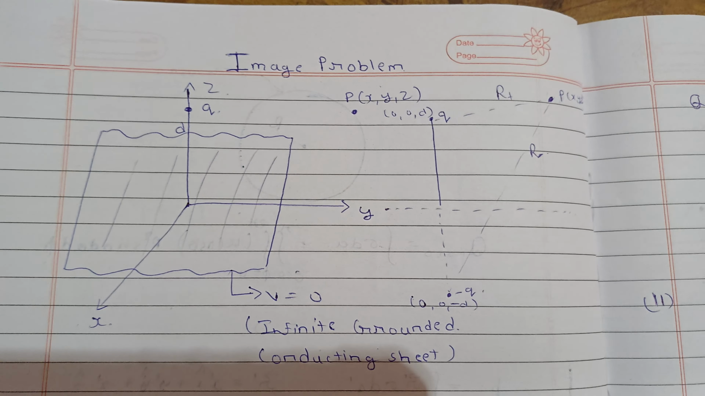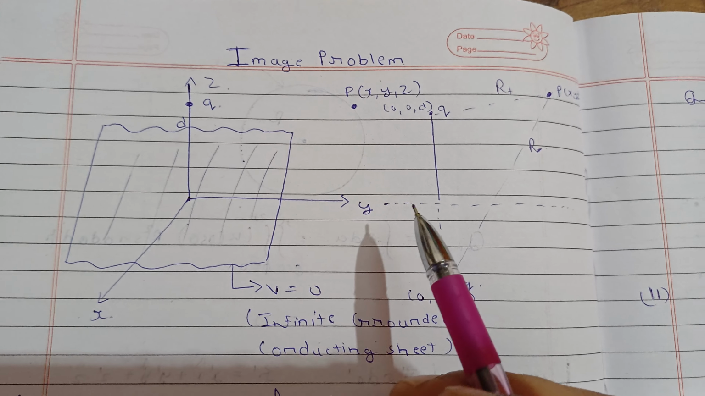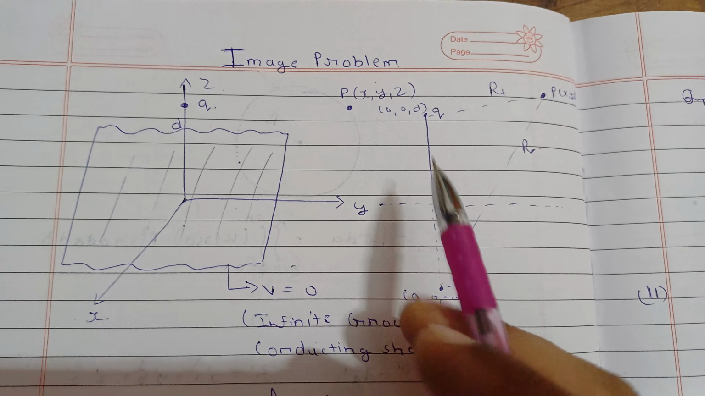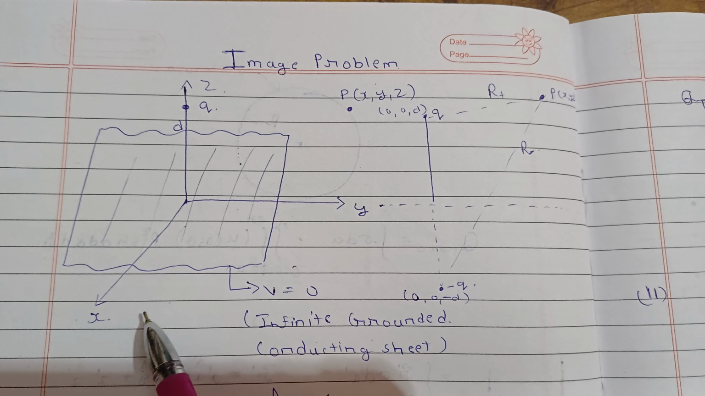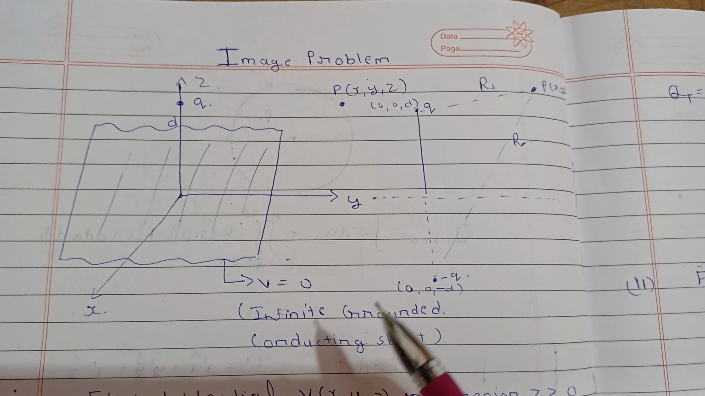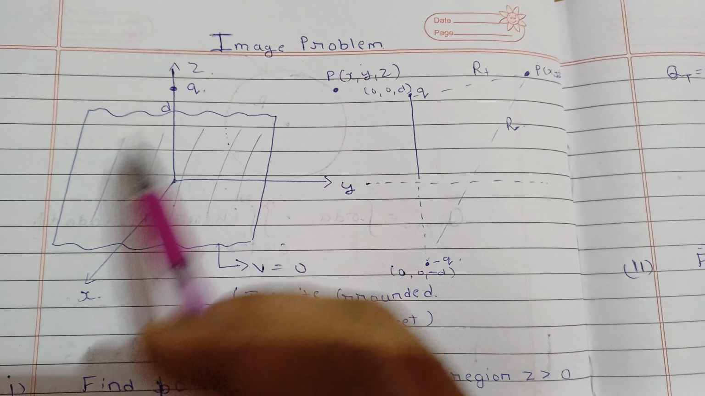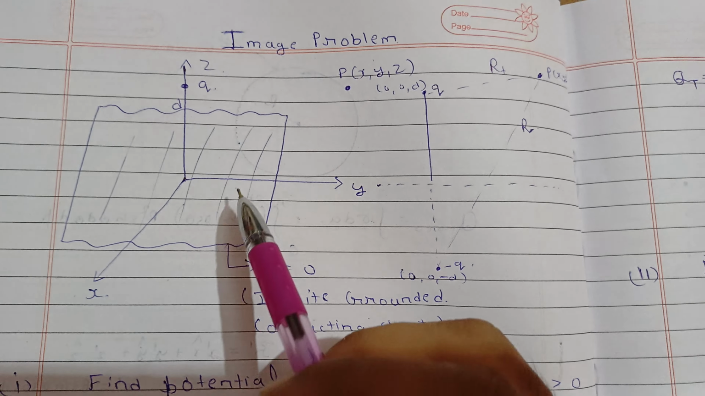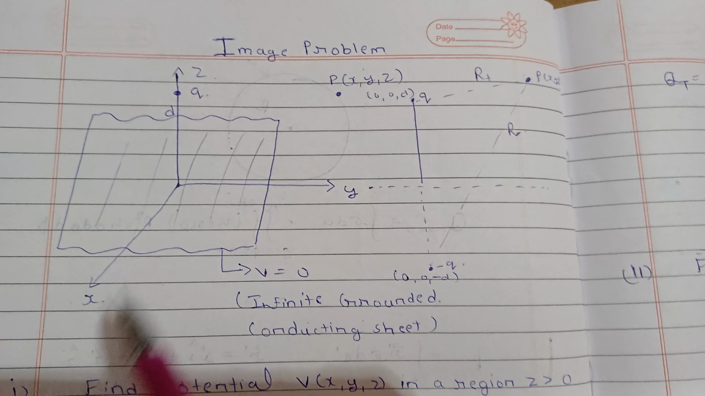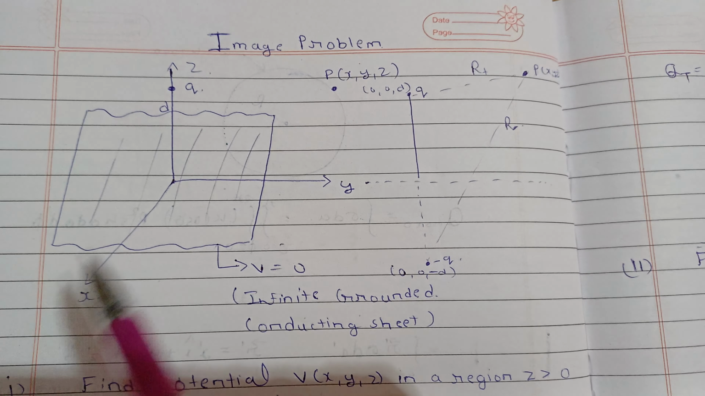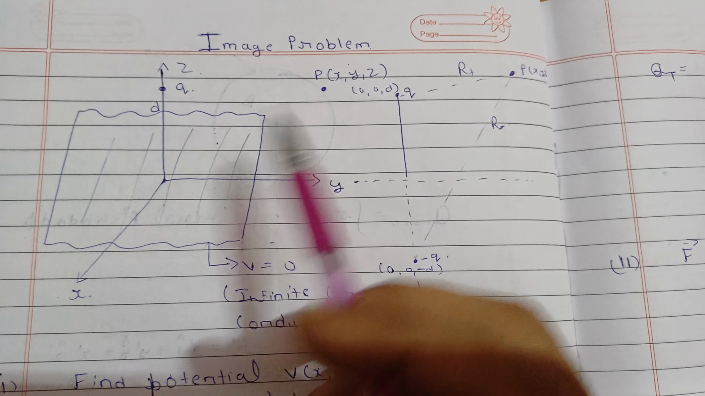So what is the image problem? In this problem we assume some equivalent situation for a given situation and then we solve. So let's see what the equivalent thing is. Let's say we have some conducting infinite sheet, and this is grounded. So the potential on the sheet must be 0, and there is some charge q here. So see how to make this situation equivalent to a different situation.